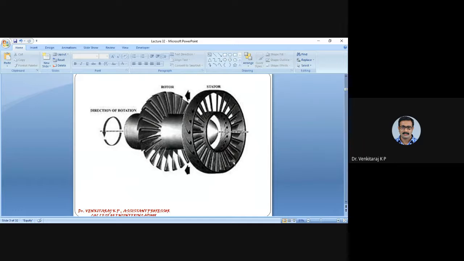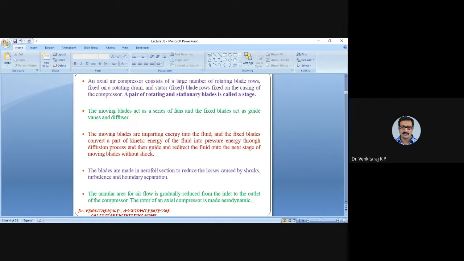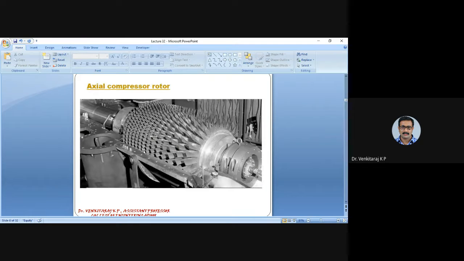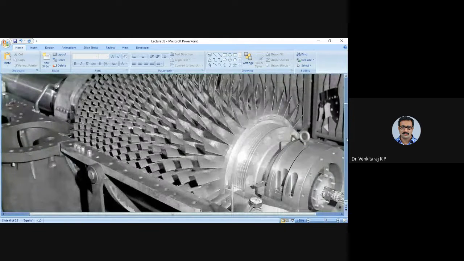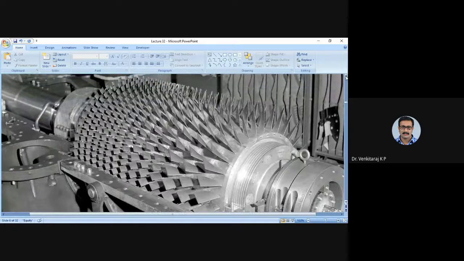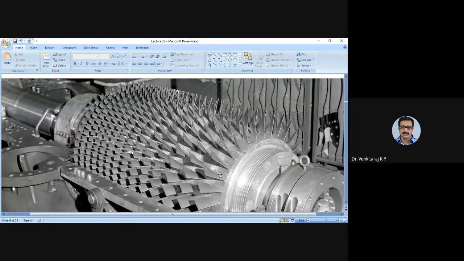So these are the stator blades. So this is, you see the closed view of it, so this is what the rotor blades are. You see, these are the rotor blades.